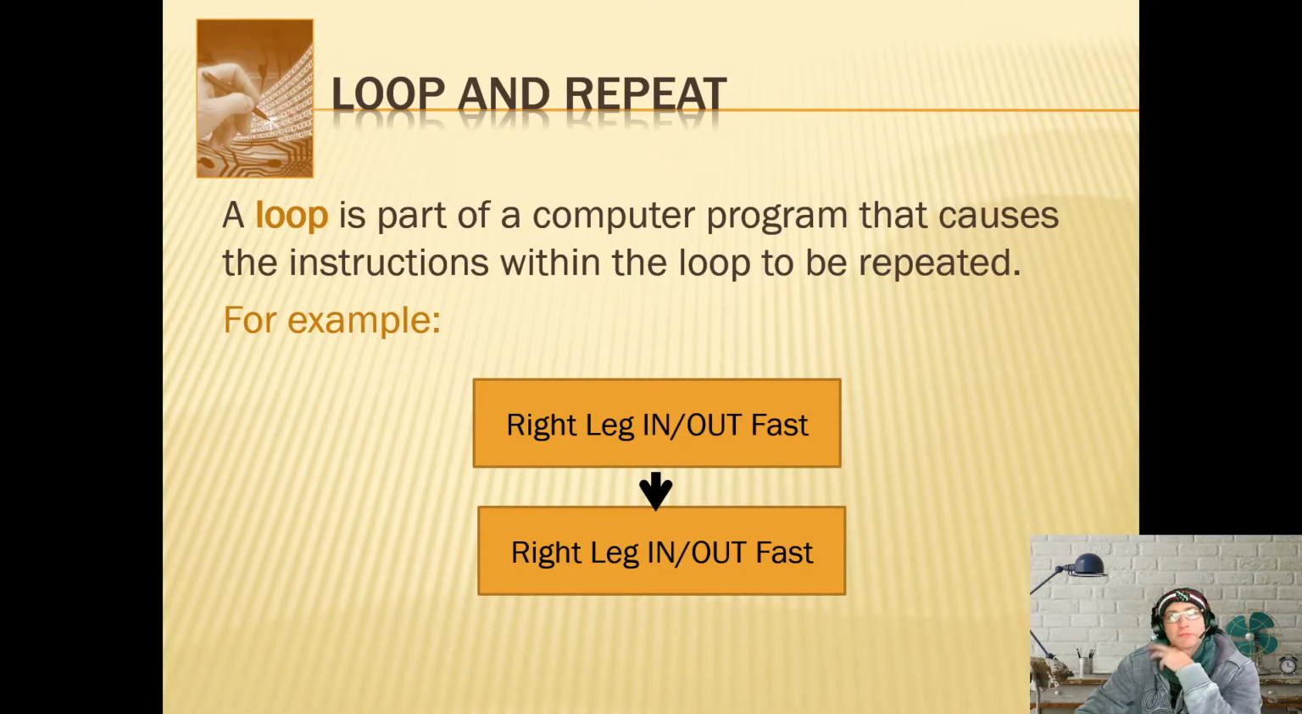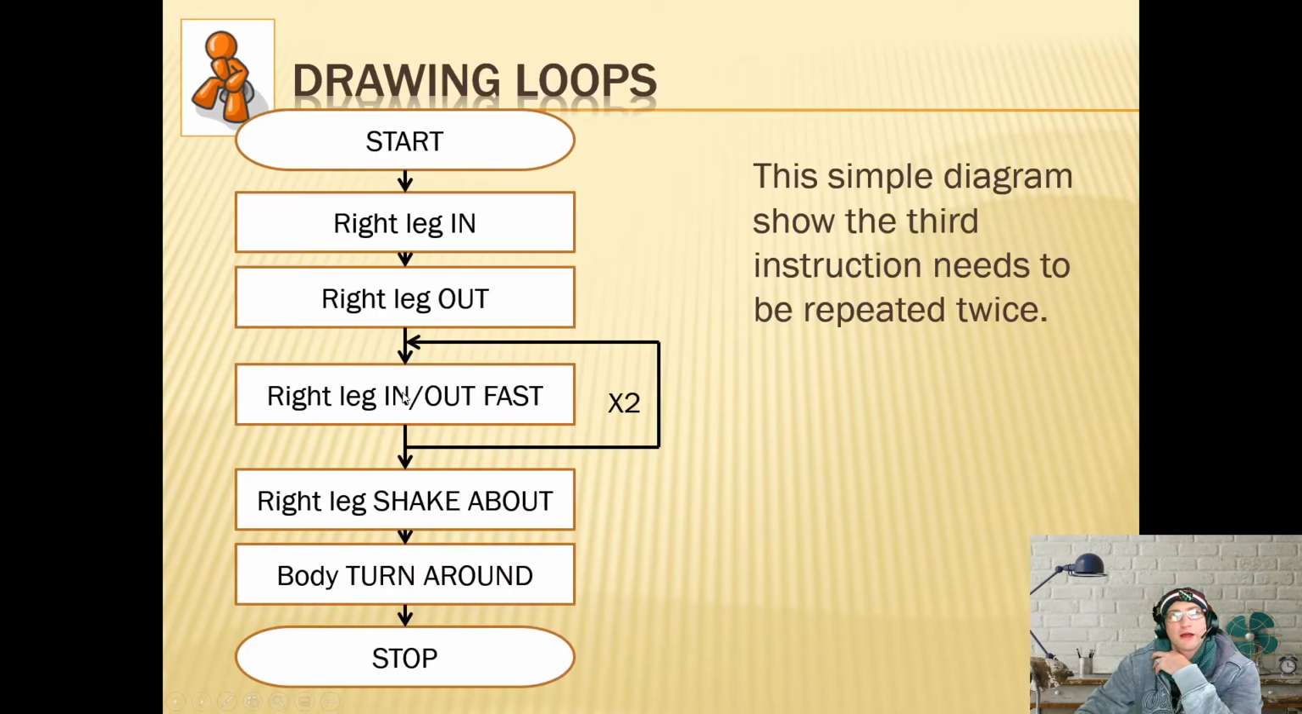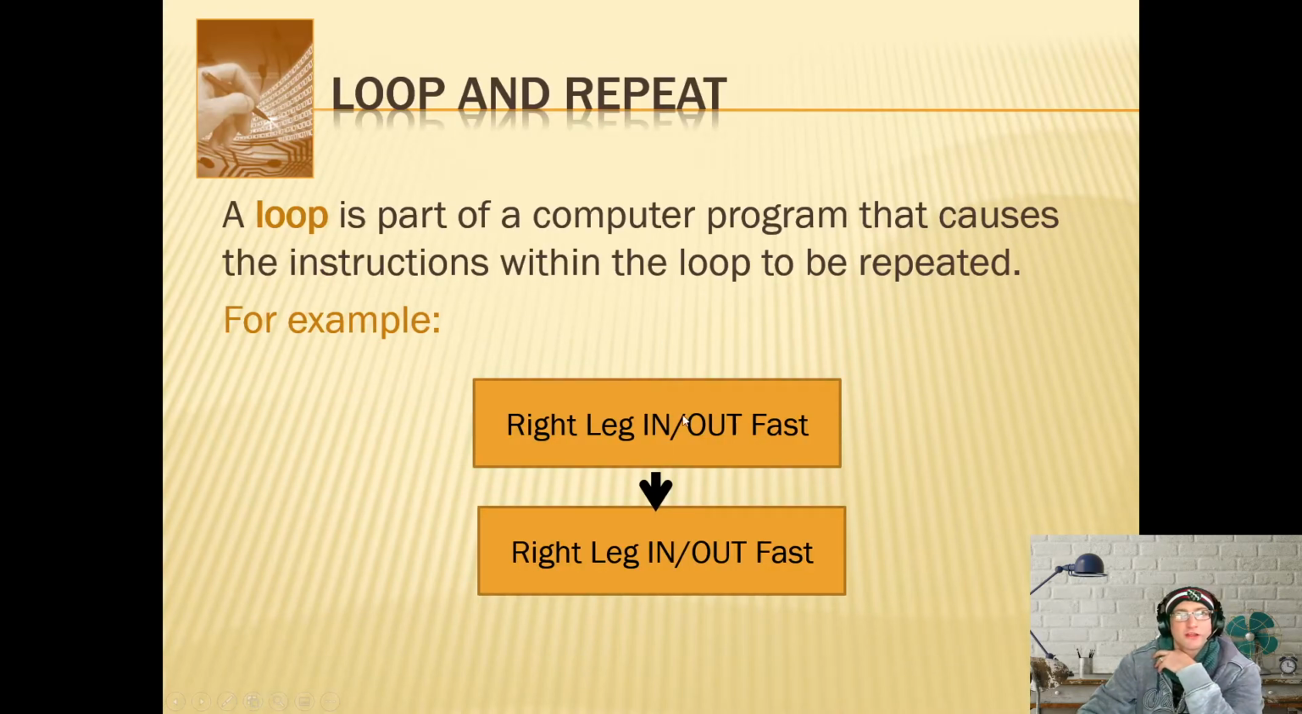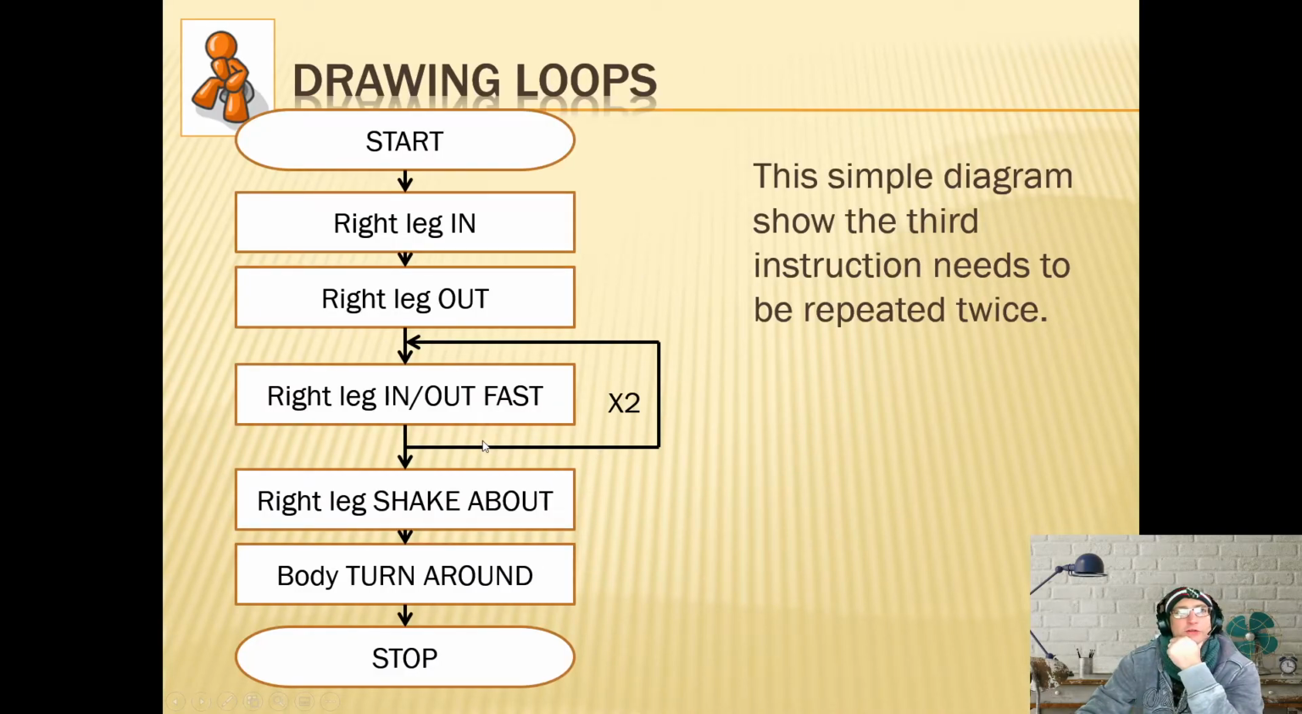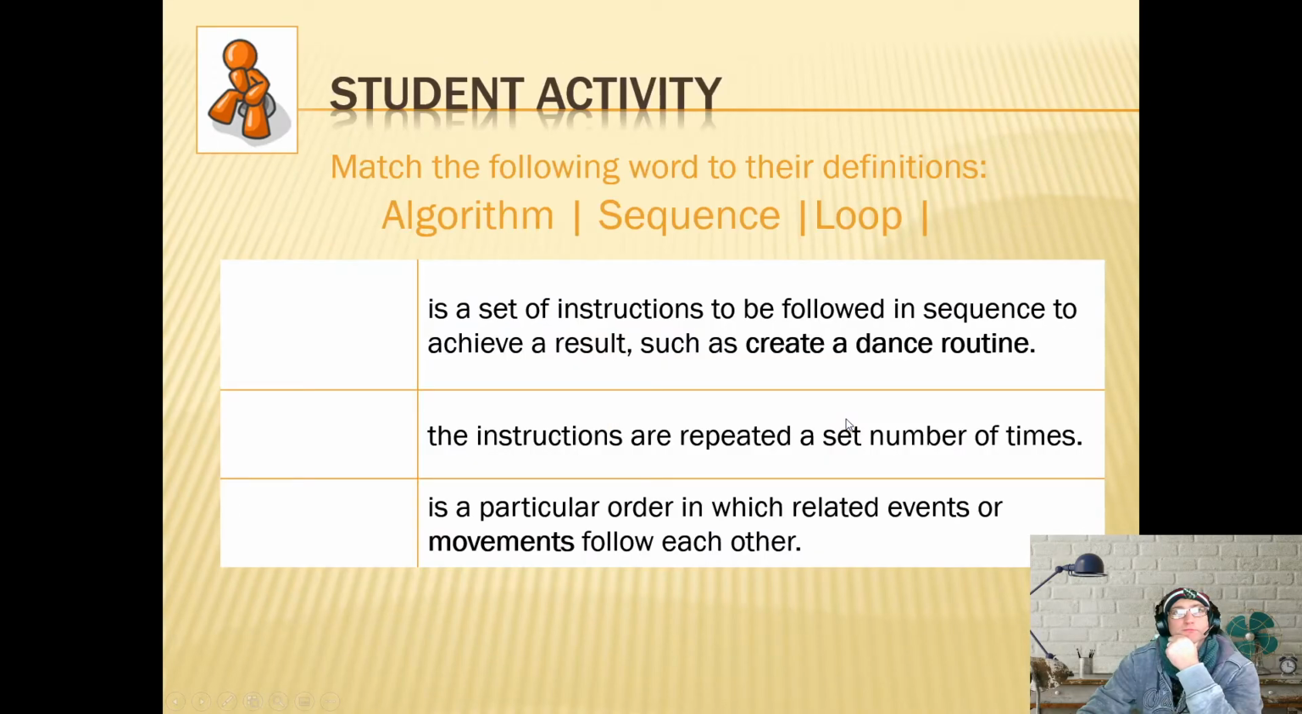So a loop, or what we call iteration, is a part of a computer program that causes the instructions within the loop to be repeated. So here, for example, with our right leg in and out fast, these are two instructions. Well, I can make it down to one instruction if I create a loop. So here, right leg in, right leg out. Now we do this twice. So I create a little loop, say that I want it done twice, and then I can move on to the next instruction. So I'll give you a little minute to do this.